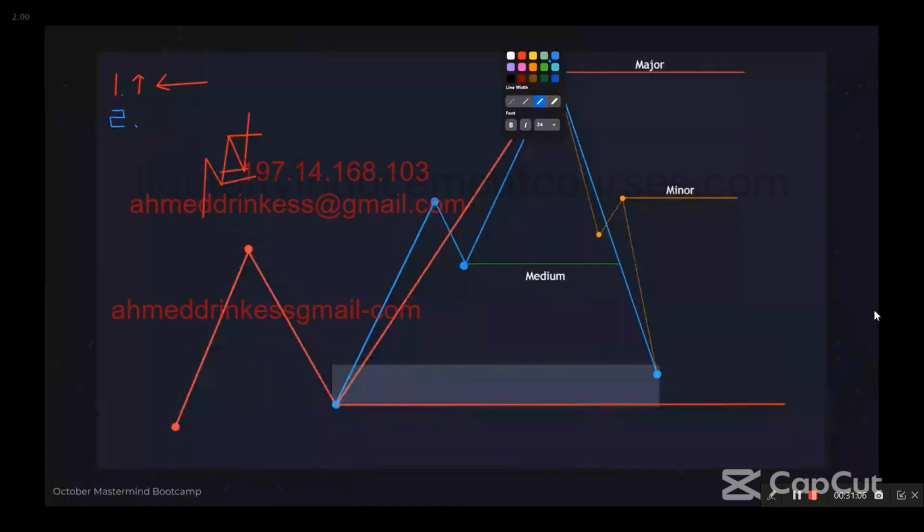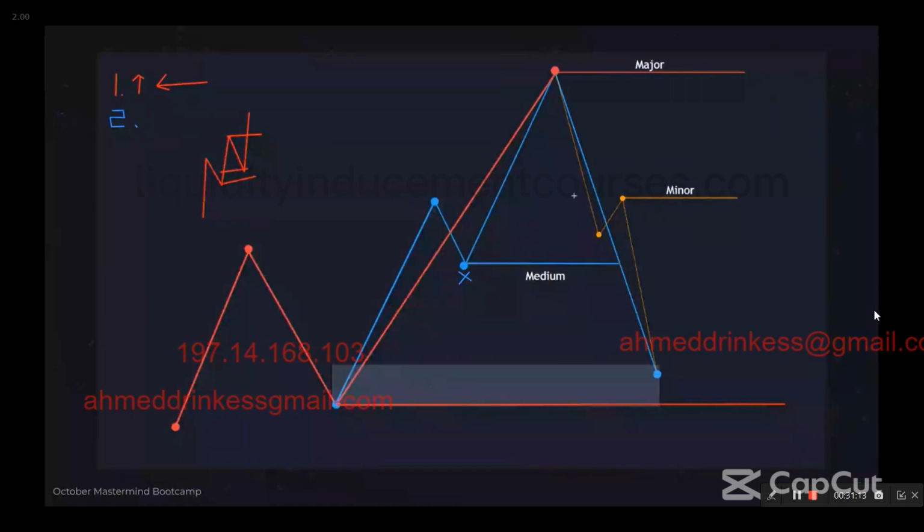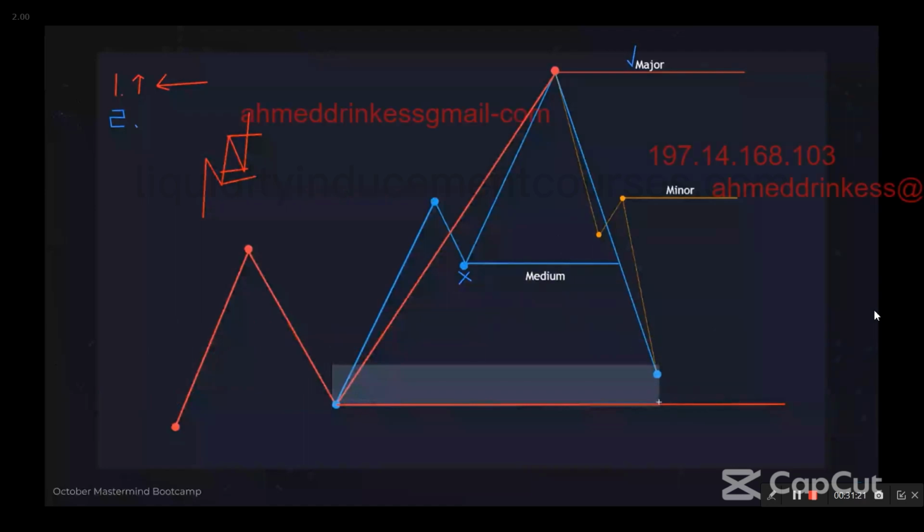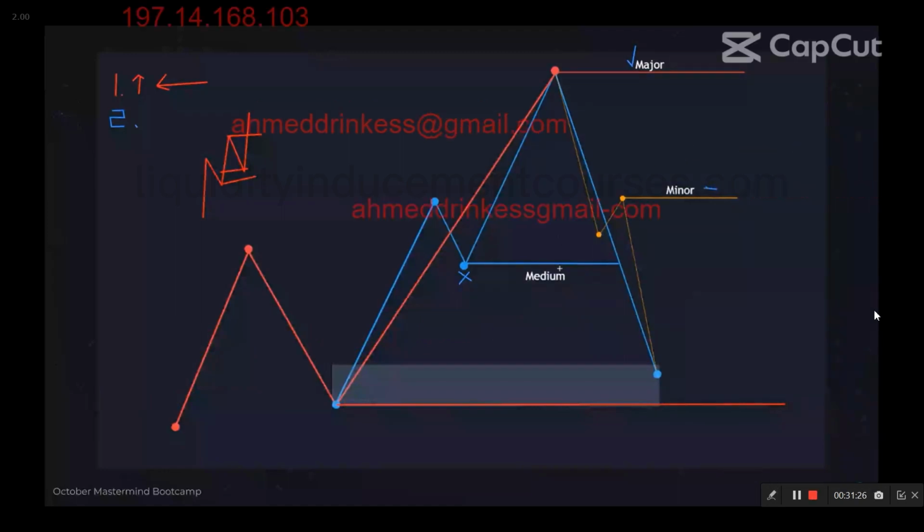So right here, we see that we have our medium inducement. In order to target a new major high, you always need to collect at the minimum a medium inducement. You always need to collect here. So to target this, you always need to collect a medium. After a medium inducement is collected, as you can see, it was raided right here. When a medium inducement is raided, swept, trapped, whatever terminology you want to use, what must happen afterwards is it needs to collect a minor inducement.